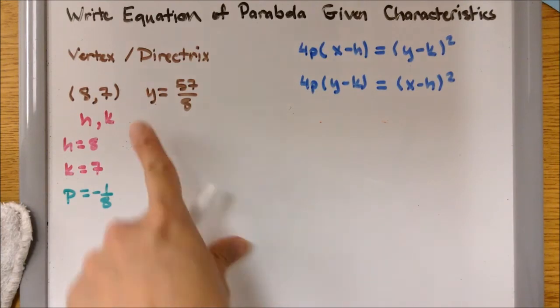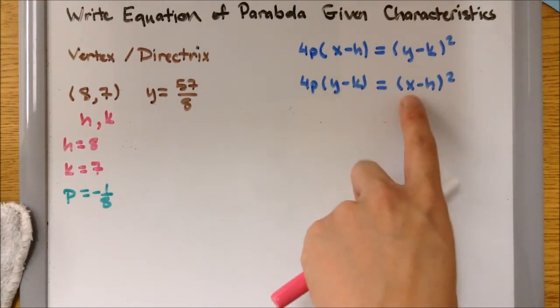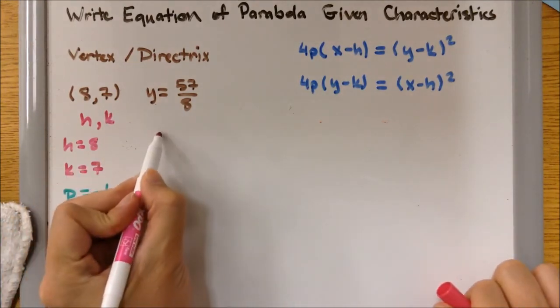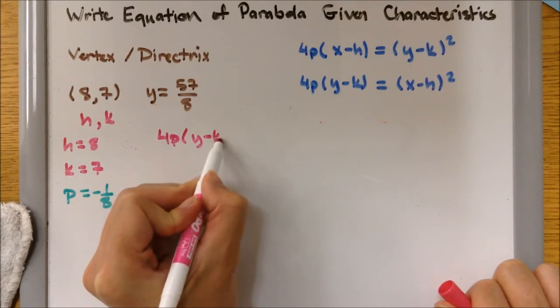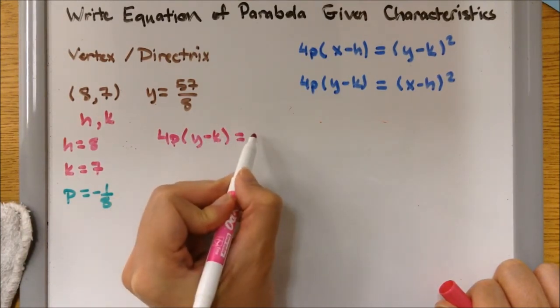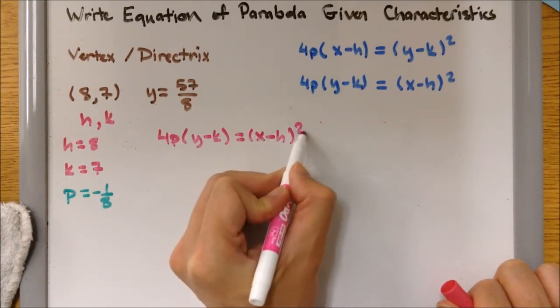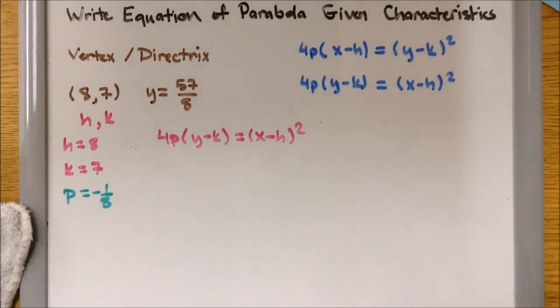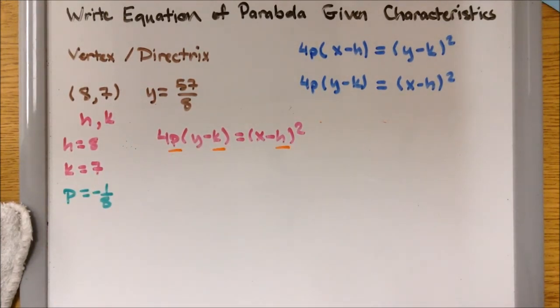Alright, so since it's y equals, we're going to use the equation where the square is on the x. So 4p times y minus k equals the square of x minus h. And then we're going to plug in the p value, the k value, and the h value.